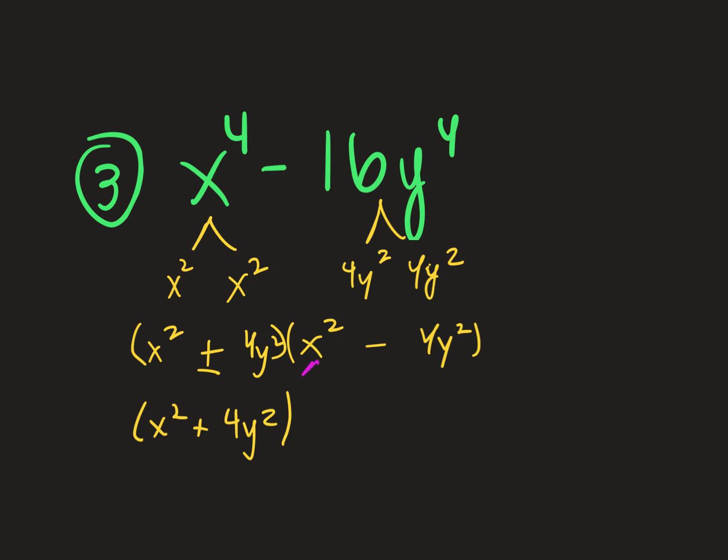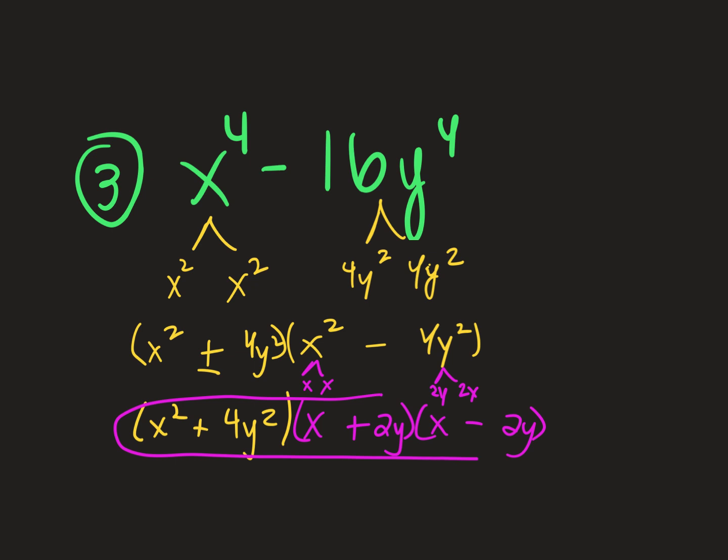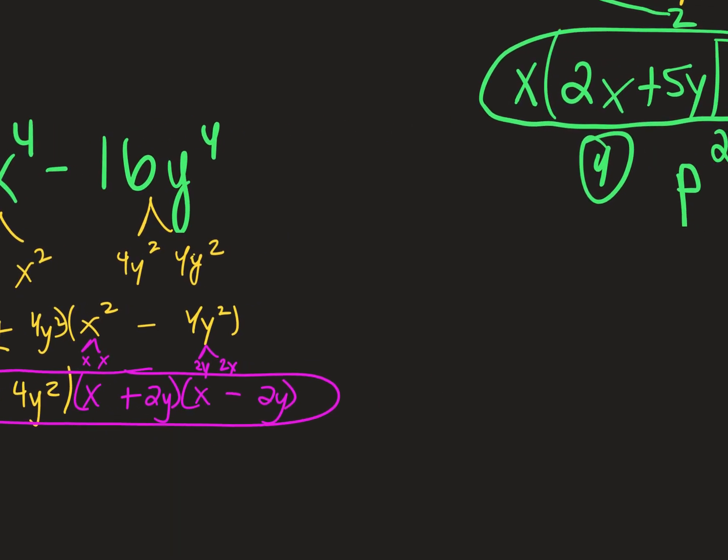And here you can. What times what's going to give you x squared? X and x. What times what's going to give you 4y squared? It's going to be 2y and 2y. So this binomial is another difference of perfect squares. So this is going to be x in the front, 2y at the back, and then a plus and a minus sign in the middle. So make sure, always, especially when you have 2 terms and a minus sign, guys, make sure you're thinking, could this be difference of squares?